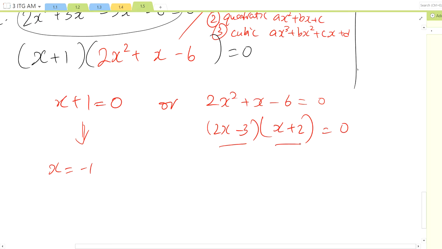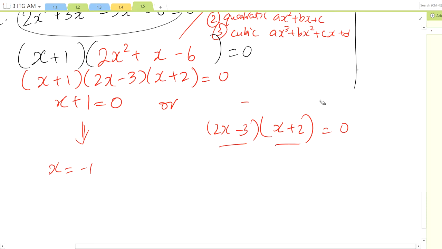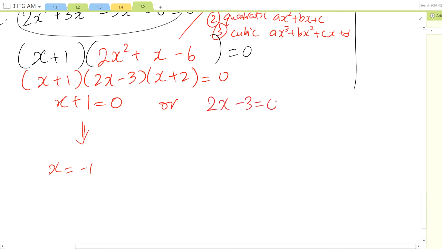In other words, you could have done this straight away: x plus 1, 2x minus 3, x plus 2 equals 0. So our presentation would therefore be this. 2x minus 3 equals 0 or x plus 2 equals 0. Here we have x equals 3 over 2 or x equals negative 2. Okay?